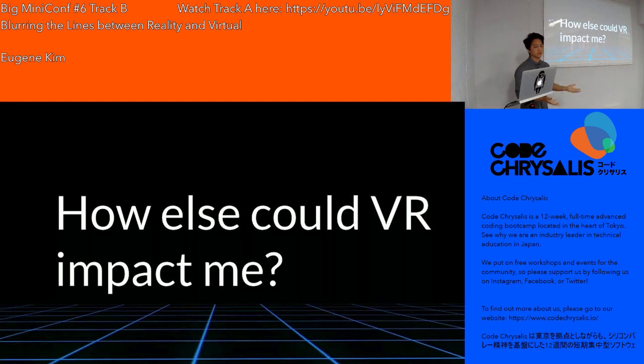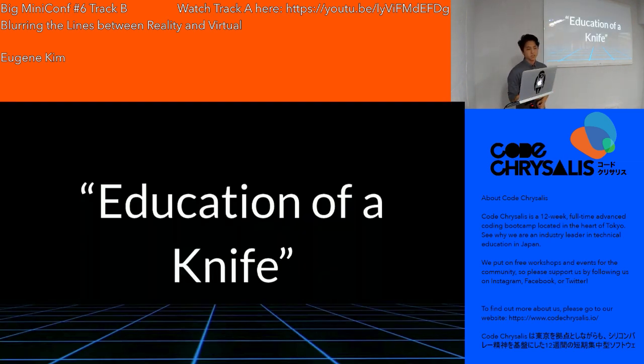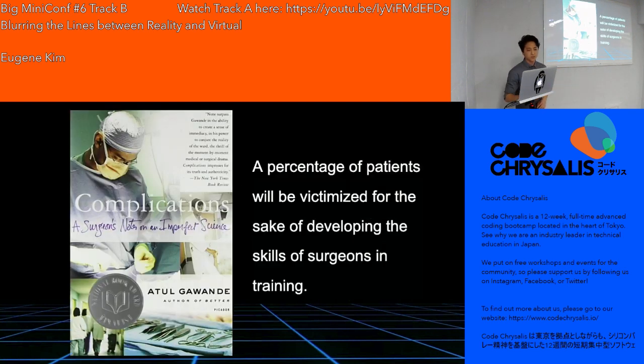Okay, so how else could VR impact me? There's this phrase called the education of a knife. Has anyone heard of this one? Okay, cool. Basically, in this book called Complications by a Harvard surgeon and professor, Atul Gawande, he talks about the journey of a surgeon. Surgery is a very complicated process. There are not a lot of constants because the human body is very different and unique. So even if you're doing the same procedure, things can always go wrong. And someone who is really experienced can still run into complications that they've never had before.